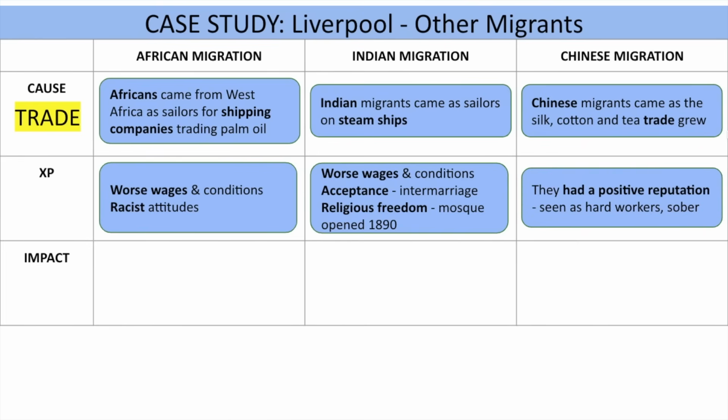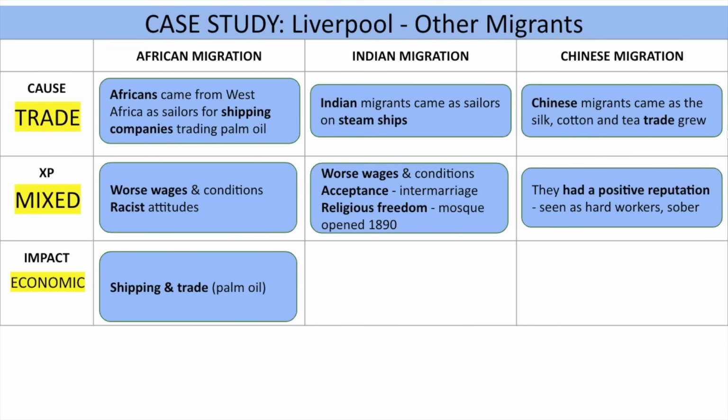In terms of Chinese migration, they actually had a fairly positive reputation compared to some of the other groups we look at, and especially compared to the Irish. They were seen as being quite sober, so not drinking a lot. They were seen as hard workers who ran their businesses well. So that experience is, I would say, still on the negative side, but slightly more mixed. And when it comes to the impact, that's definitely largely economic, which is no surprise when trade is the reason that brings them there.